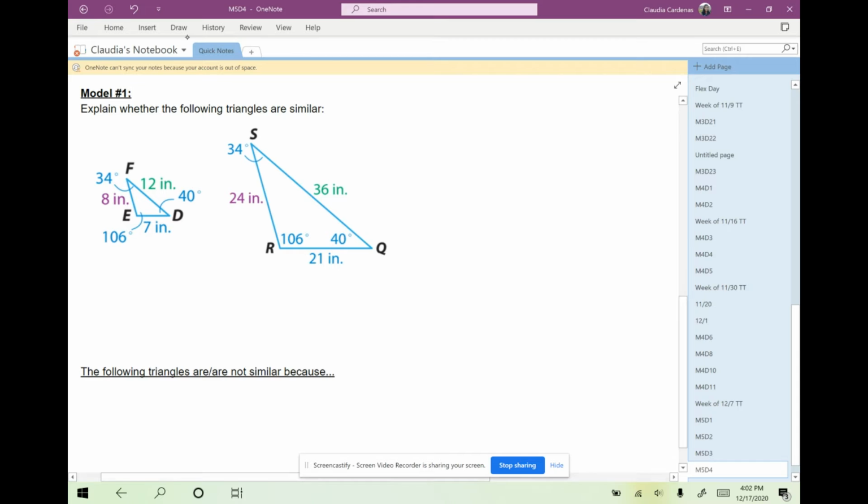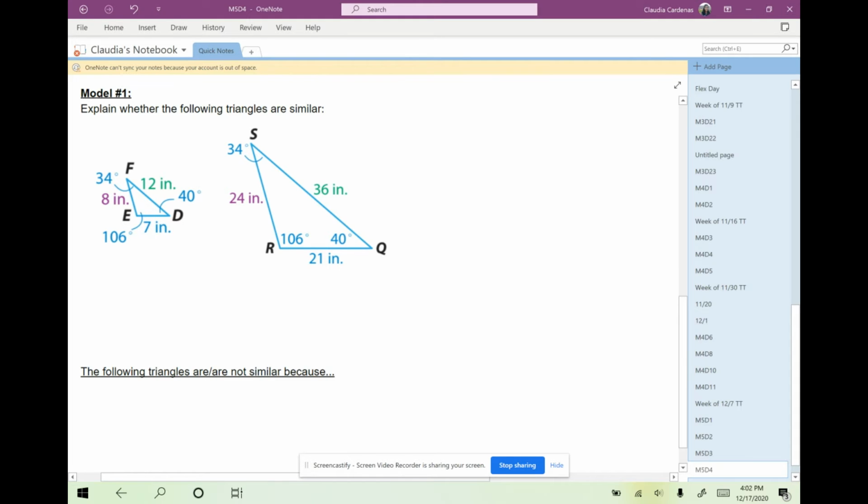So here we go. We're going to explain whether these two triangles are similar. So the first thing we need to ask ourselves, are these two shapes facing the same direction? Yes, I see that this side is flat, and this side is kind of leaning to the left, which matches what we see over here. So they seem to be facing the exact same direction.